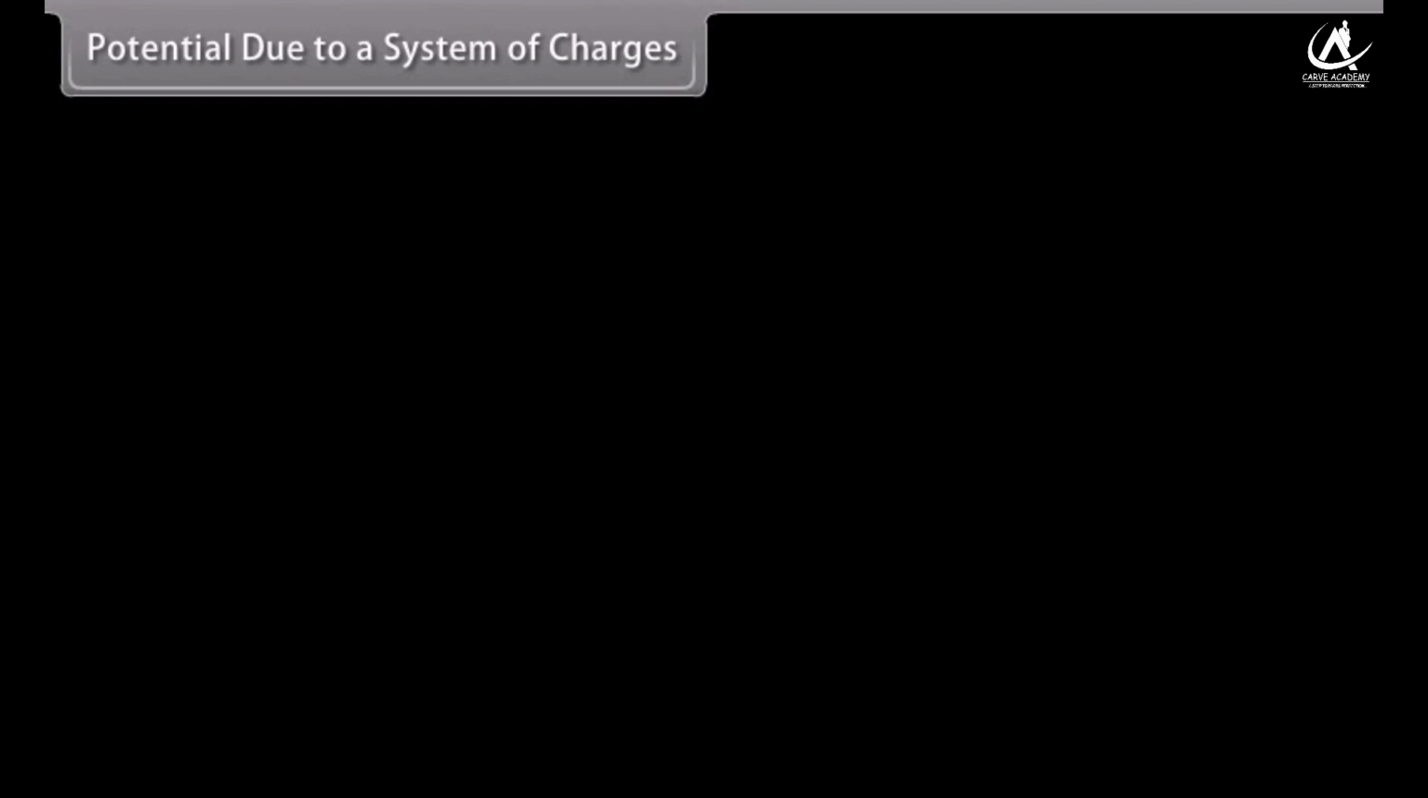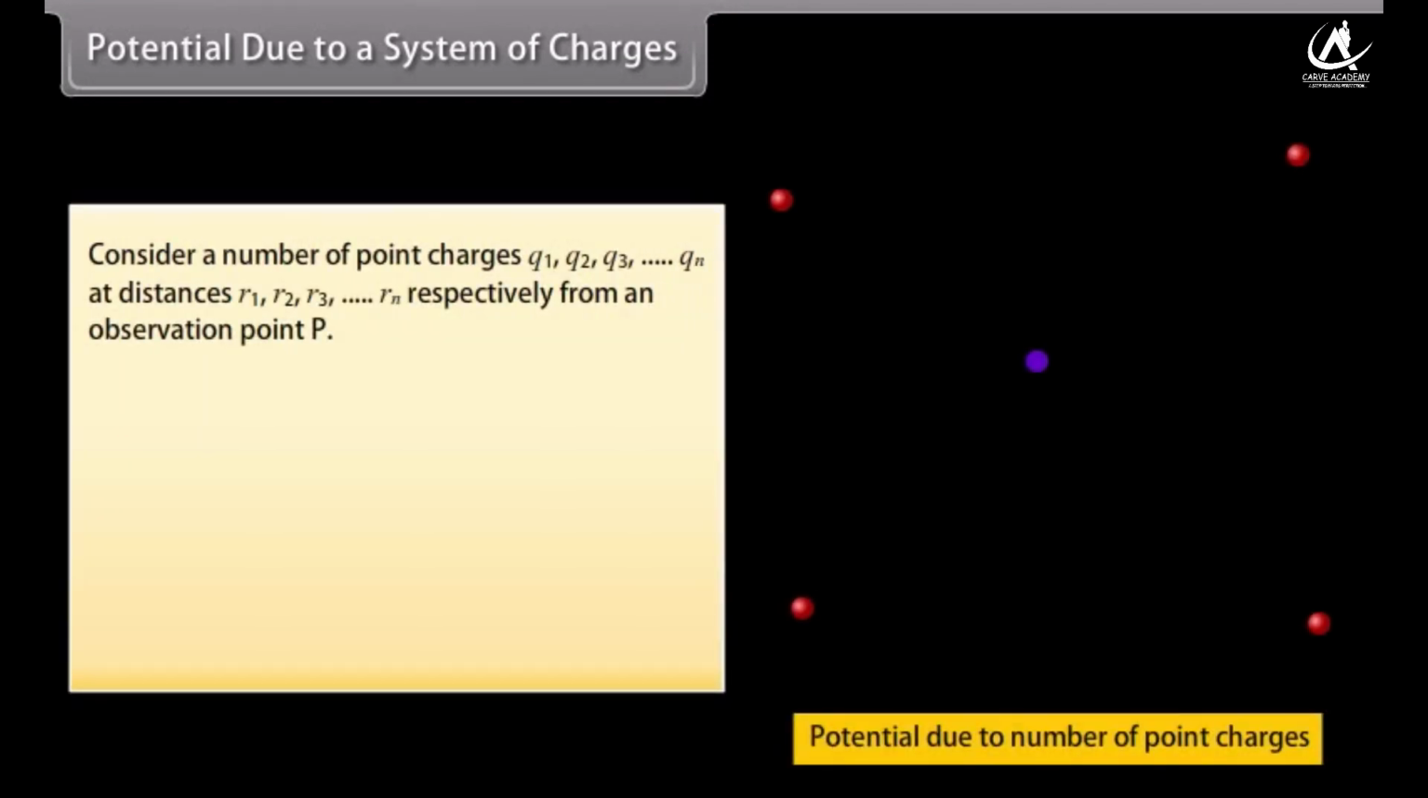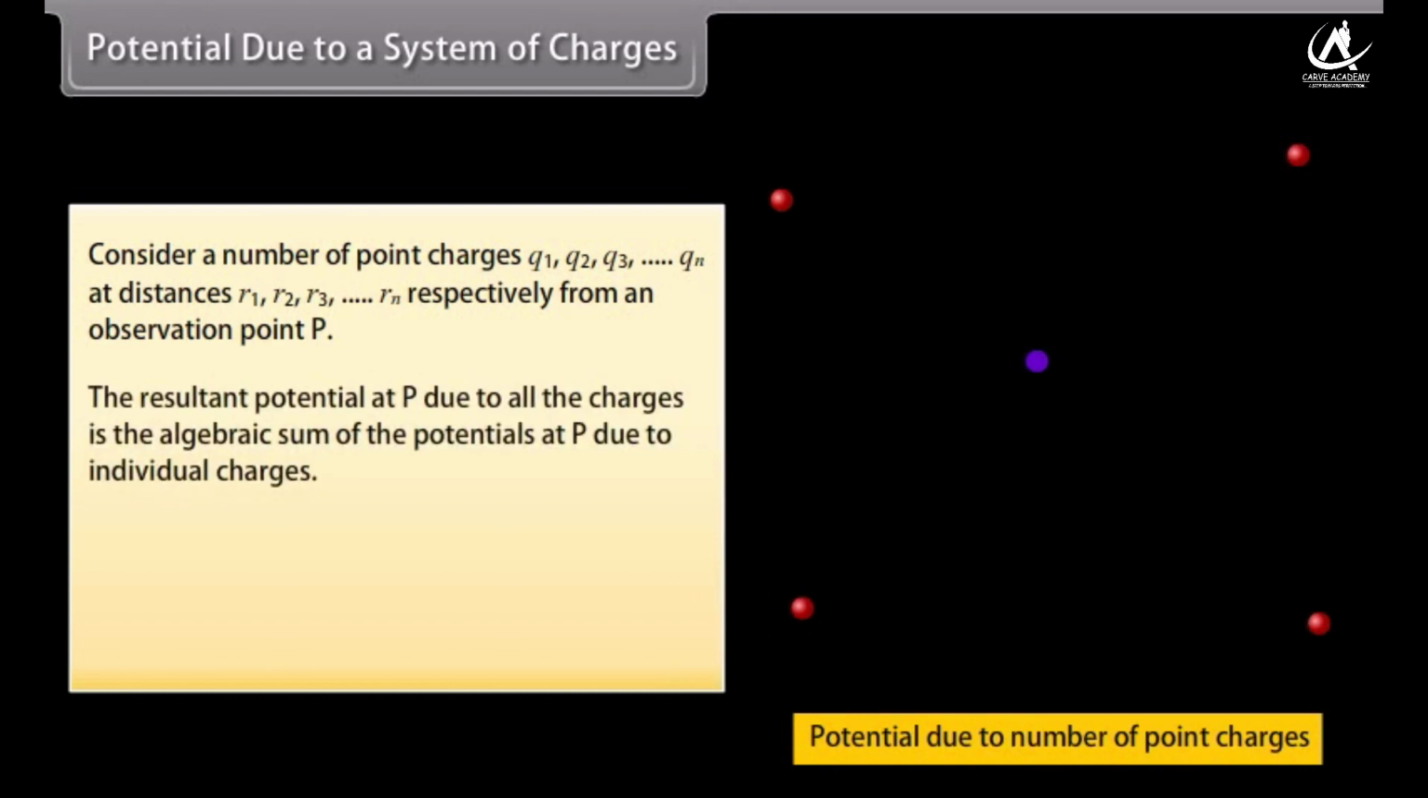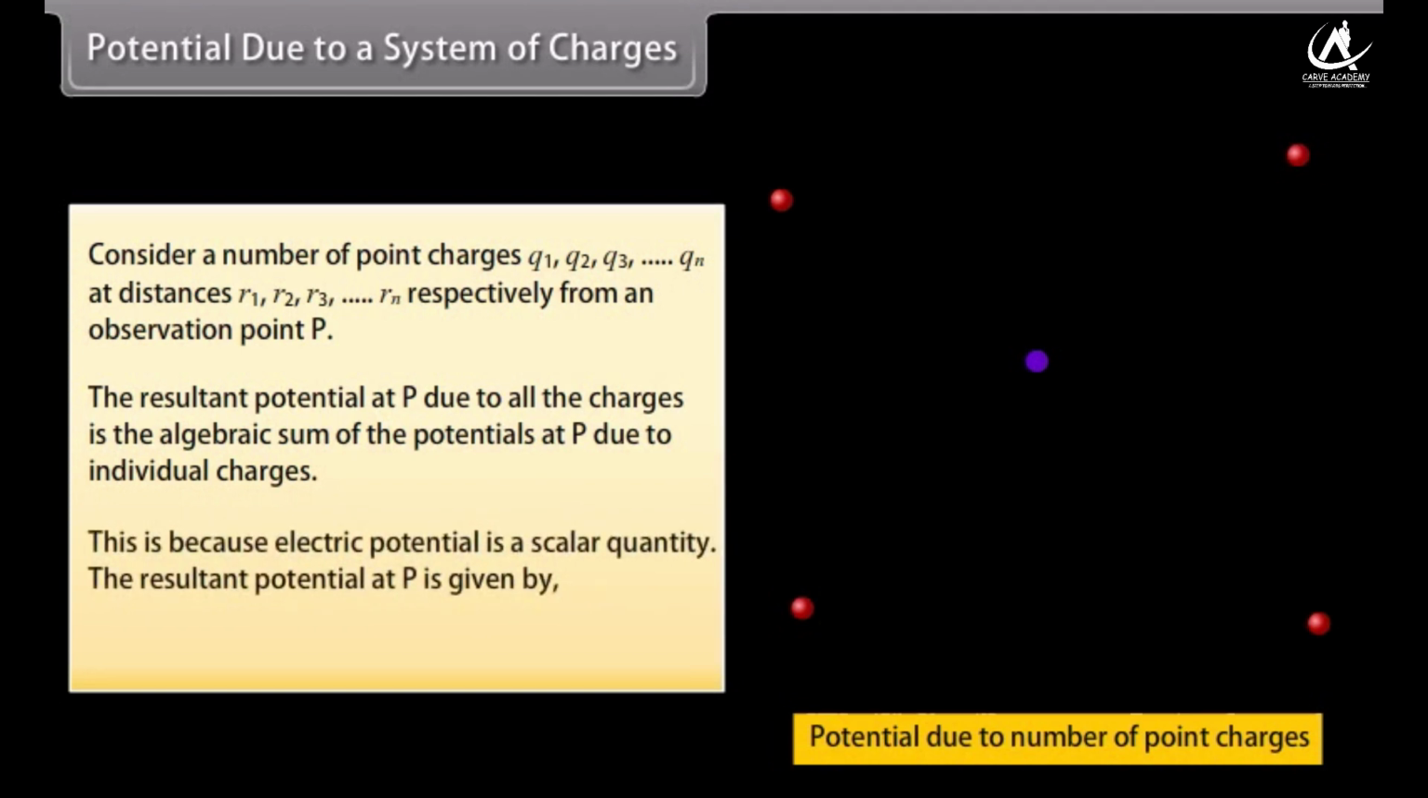Potential due to a system of charges. Consider the point charges q1, q2, q3 and so on till qn at distances r1, r2, r3 and so on till rn respectively from a point of observation P. The resultant potential at P due to all the charges is the algebraic sum of the potentials at P due to individual charges. This is because electric potential is a scalar quantity. The resultant potential at P is given by V as V1 plus V2 plus V3 and so on till Vn.